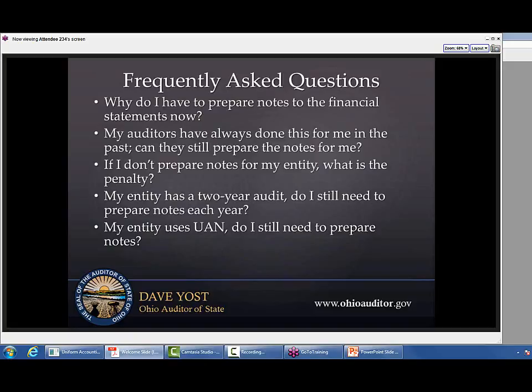Next question. If a local government has a 2-year audit, is there still a requirement to file the report annually? Again, the answer is yes. You have to file in the Hinkle system every year, so you have to update the notes every year.